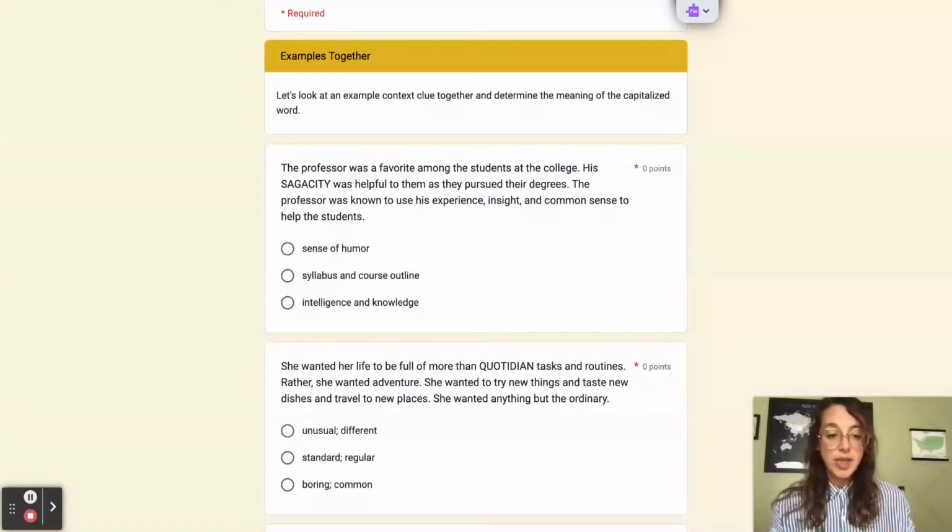So we're going to look at those examples and then figure out the category that they fall under, and hopefully that will help us define the word sagacity. So we've got him using his experience, his insight, and his common sense. Experience, insight, common sense. Those all seem to fall under having a wealth of knowledge. They don't fall under having a sense of humor. They don't fall under syllabus and course outline. They fall under intelligence and knowledge. So that is what sagacity means.